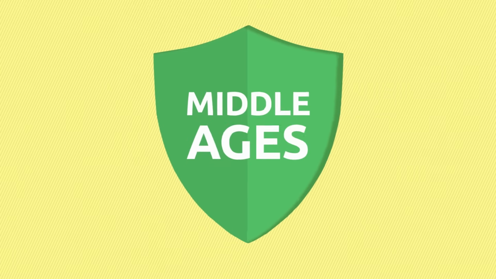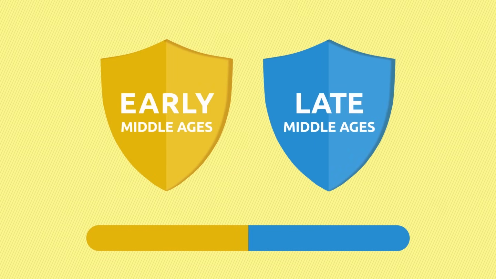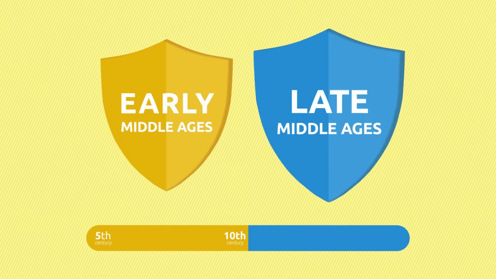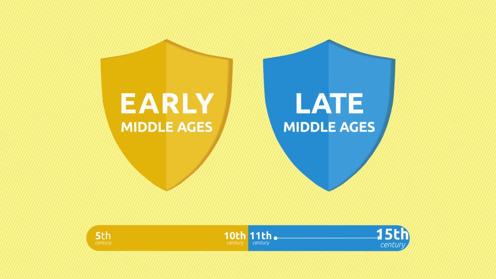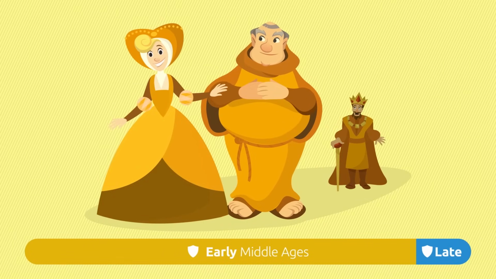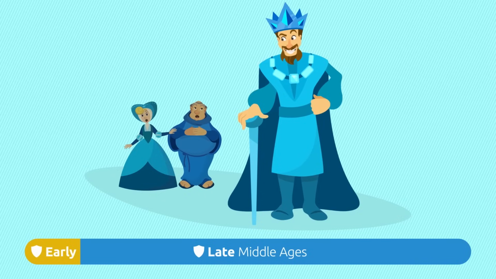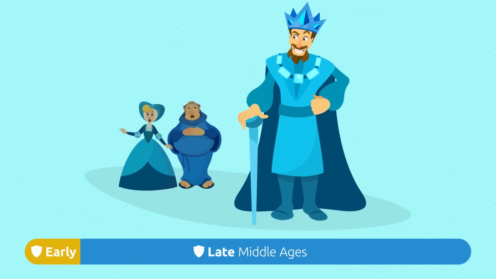As we said before, the Middle Ages lasted more than 1,000 years. That's why we divide this period in 2 phases, the early Middle Ages from the 5th to the 10th century and the late Middle Ages from the 11th to the 15th century. What's the difference about each phase? During the early Middle Ages, the nobility and the clergy had a lot of power. In contrast, during the late Middle Ages, the monarchy takes power back.